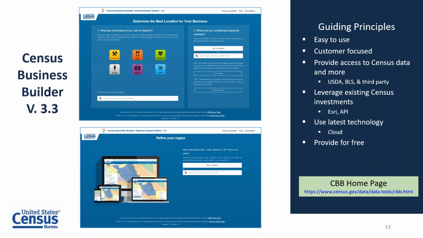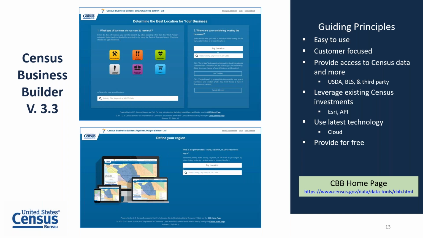Now, while Small Business Edition was designed specifically for entrepreneurs, we have a wide variety of other users that are now using it. Grant writers, for example, really like CBB Small Business Edition because it allows them to access the key data that they need for their grant proposal without having to wade through the weeds in American Fact Finder or now data.census.gov.